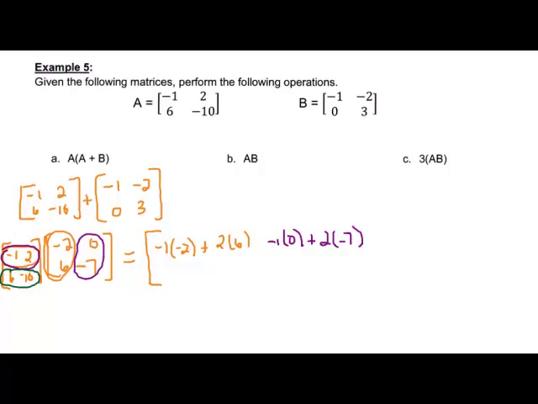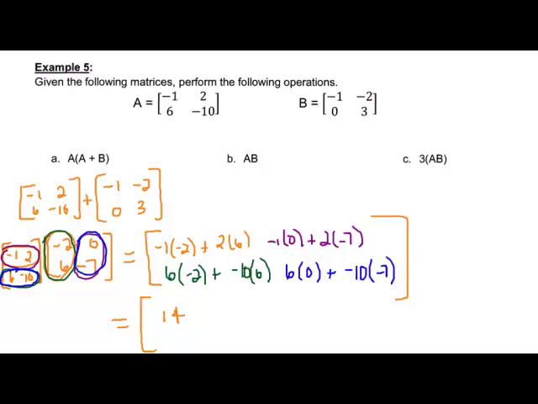Next, the second row times the first column. So 6 times -2 plus -10 times 6. And lastly, our second row times our second column. So 6 times 0 plus negative 10 times negative 7. So we get negative 1 times negative 2, which is a positive 2, plus 12 is a positive 14. Negative 1 times 0 is 0. 2 times negative 7 is negative 14.